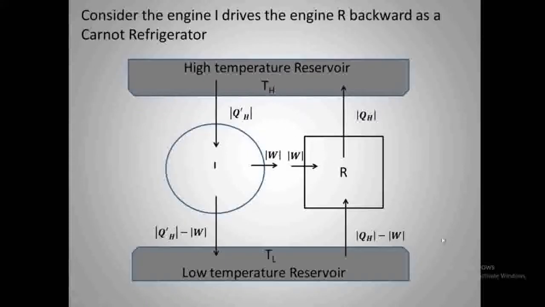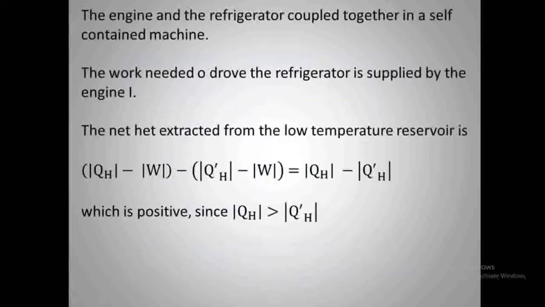Then we can consider these two together as a self-contained machine. That is, the work done by the irreversible engine is utilized by the refrigerator. These two work together, and we can consider them as a self-contained machine. So the engine and the refrigerator are coupled together in a self-contained machine, and the work needed to drive the refrigerator is supplied by the engine I.